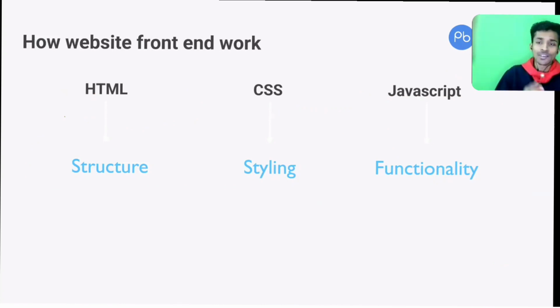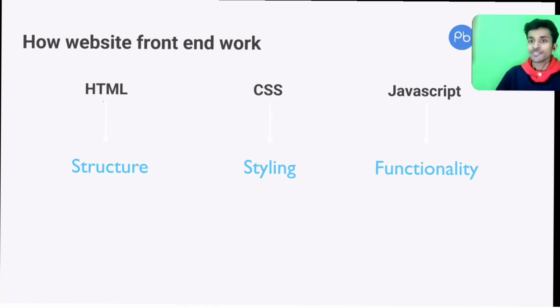So for working with front end development, there are three main core skill sets that you want to learn. The first one is called HTML, or hypertext markup language. This is the main structure. This is the language that will help you define or create your web page.